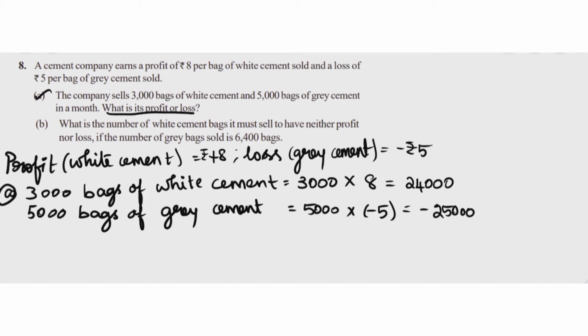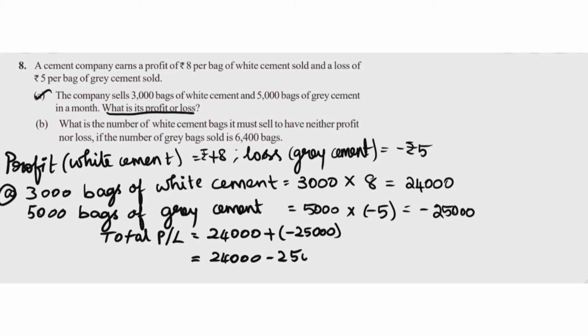So the question they asked is, what is the profit or loss? So we have to add these to see the final total profit or loss. So total profit or loss is equal to 24,000 plus minus 25,000. While I am solving this, 24,000 minus 25,000, I get my answer as -1000, right? If I subtract, I'll get -1000. Therefore, there is a loss.